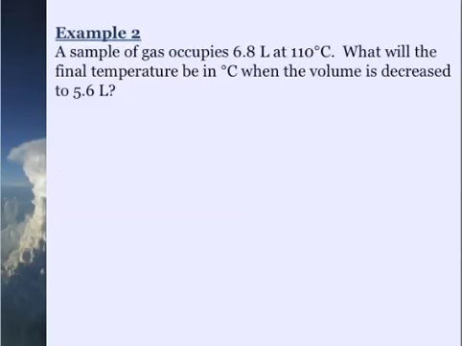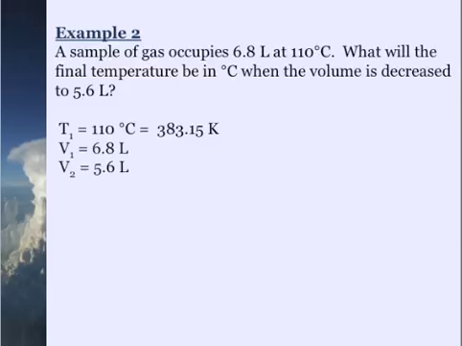So, if I look at example 2 here, a sample of gas occupies 6.8 liters at 110 degrees Celsius. What will the final temperature be in Celsius when the volume is decreased to 5.6 liters? Again here we have to do the conversion over to Kelvin. These are things that we know, the two different volumes. Again I would like to see a little T2 equals question mark. This is what you don't know.